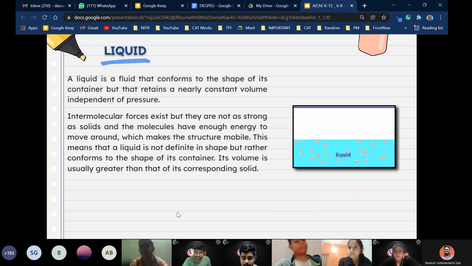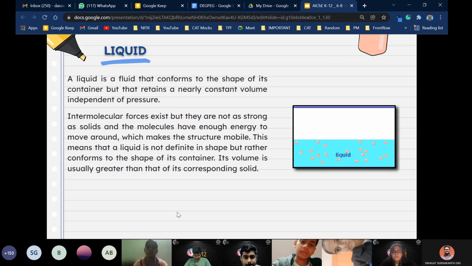Therefore, the structure becomes more mobile as compared to that of the solids. This means that liquids have no definite shape. Liquids have no definite shape, but their volume remains the same. It does not change. Its volume is usually greater than that of the corresponding solid.